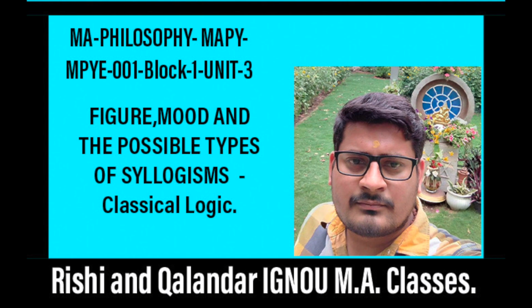Now we can make a list of common features of different kinds of dilemma. Dilemma common features. Number one, constructive. Number two, different antecedents. Number three, destructive, different consequents. Number four, complex, disjunctive conclusion. Number five, simple conclusion.